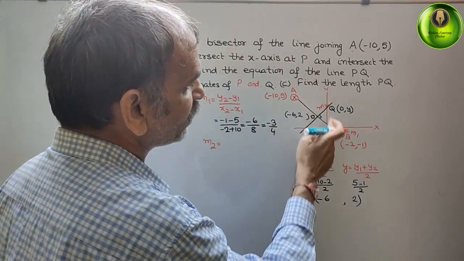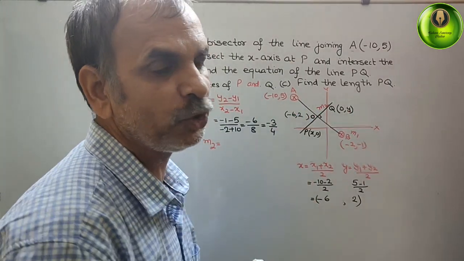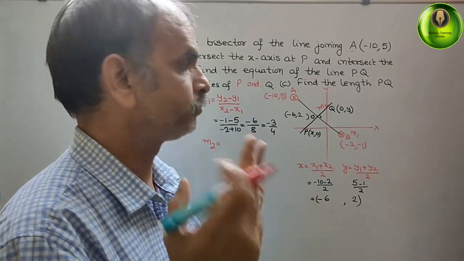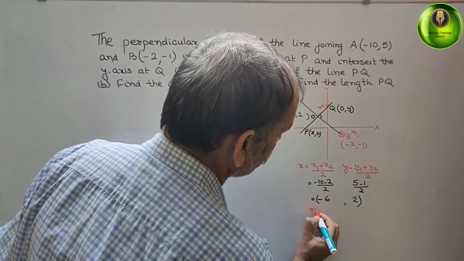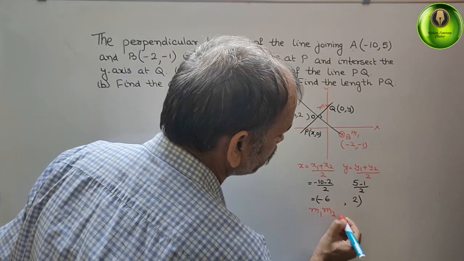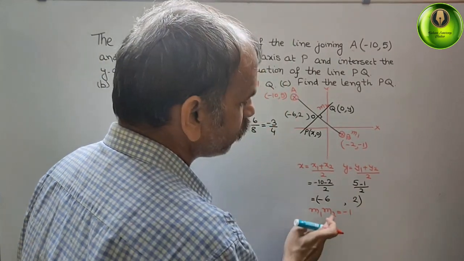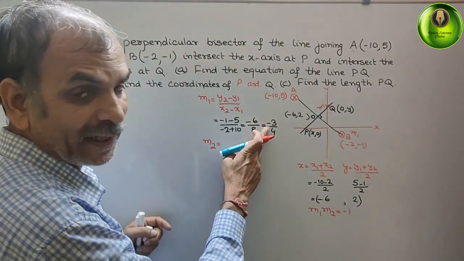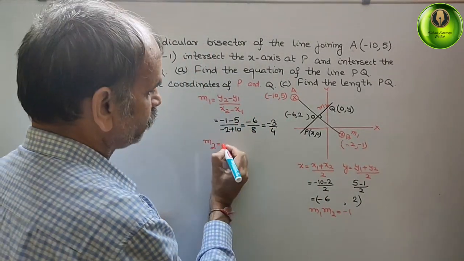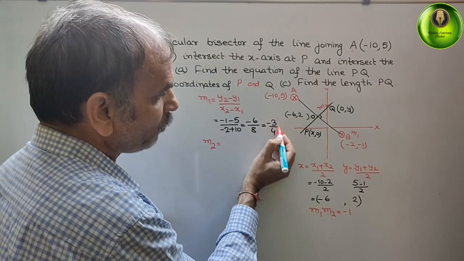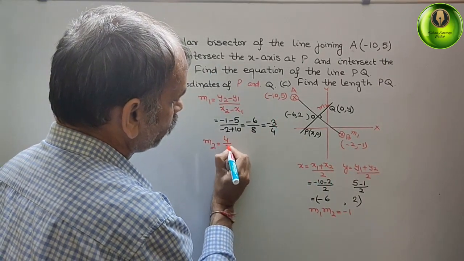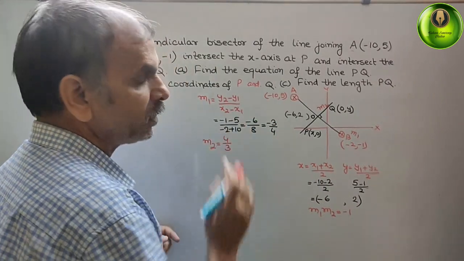We know that these two lines are perpendicular to each other. Therefore, their product is -1. M1 times M2 is equal to -1. So what is your M2? See this, there is a minus, we will make it plus. Now the reciprocal of 3/4 is 4/3. So M2 is 4/3.